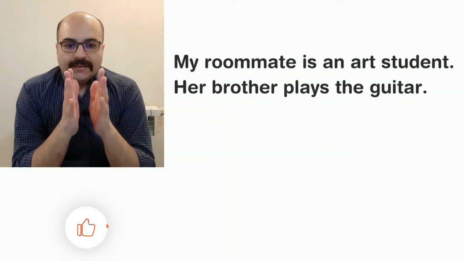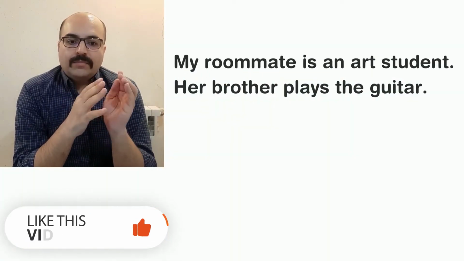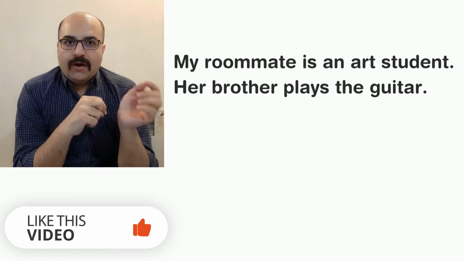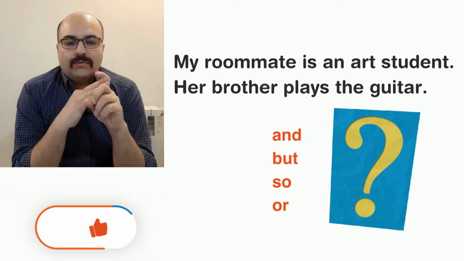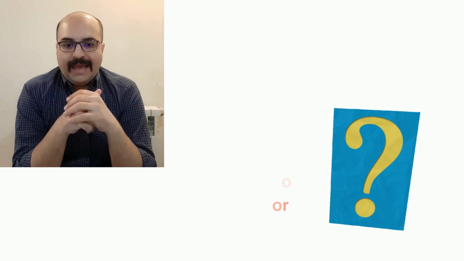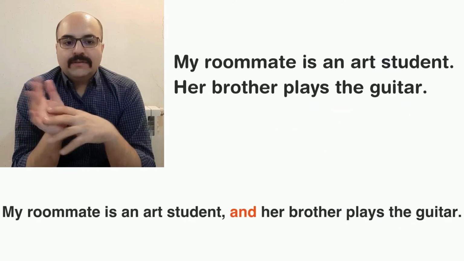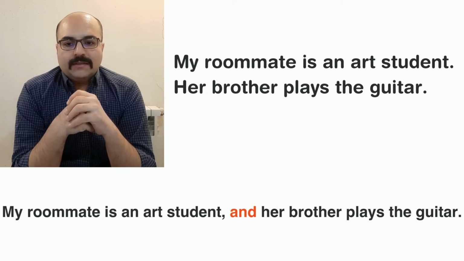My roommate is an art student. Her brother plays the guitar. How do you link these two sentences? And, but, so, or? Yes, and. My roommate is an art student and her brother plays the guitar.